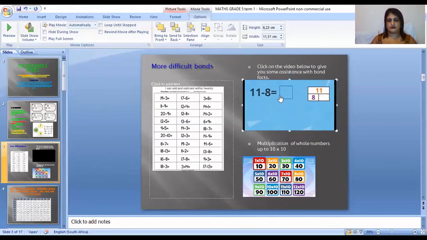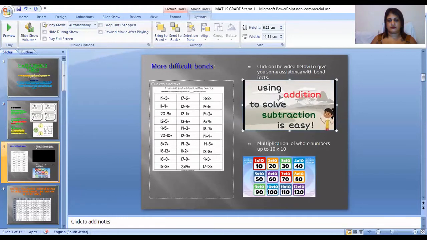Let's think about this as an addition problem. 8 plus something equals 11. 8 plus 3 equals 11. That means 11 take away 8 equals 3. Using addition to solve subtraction is easy.